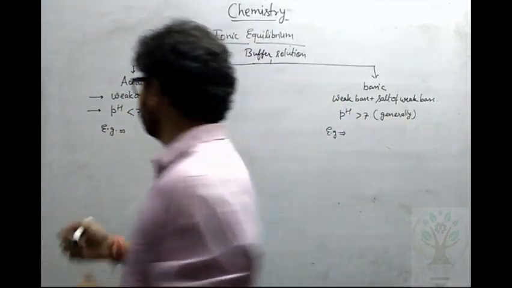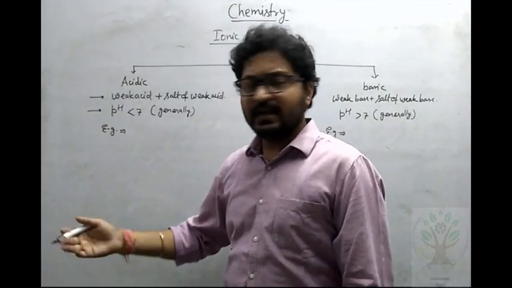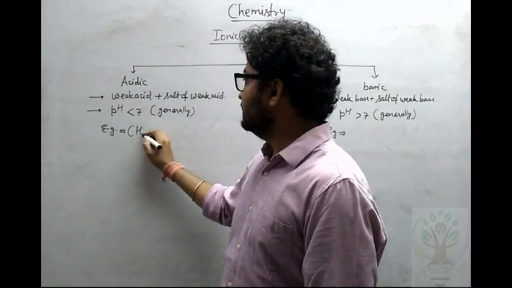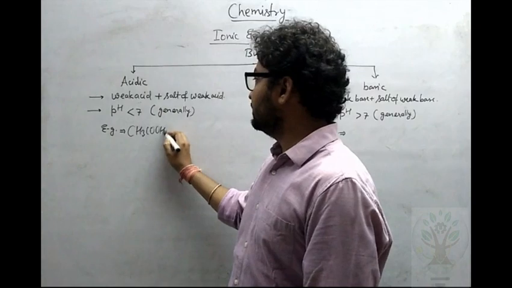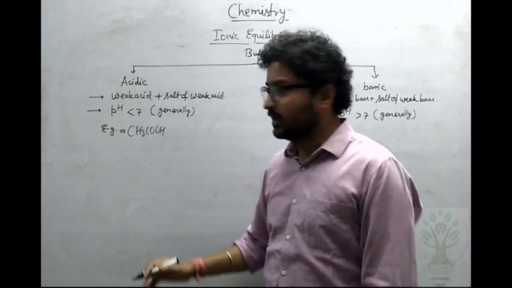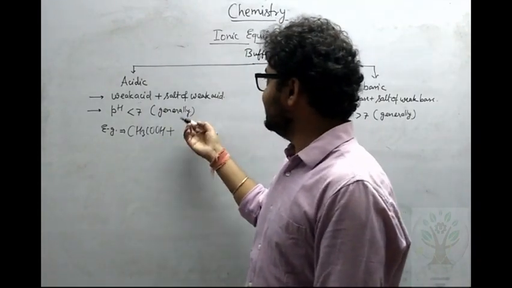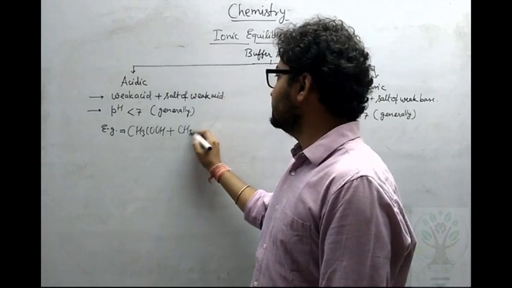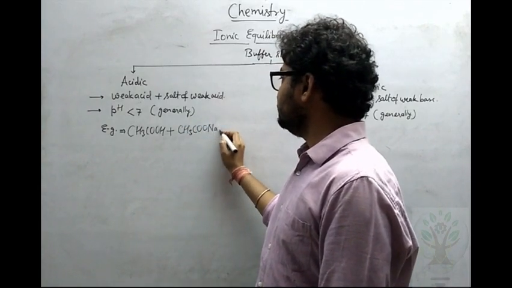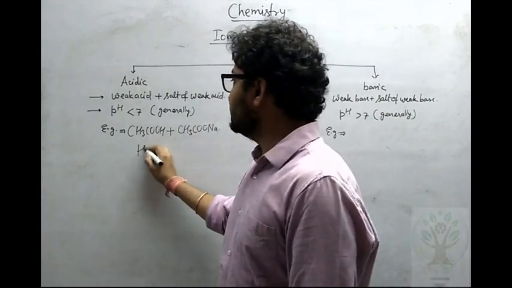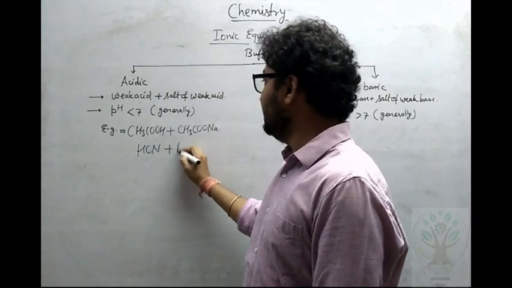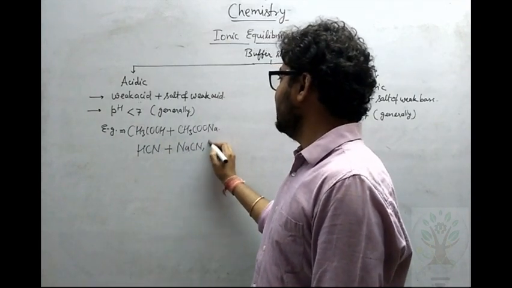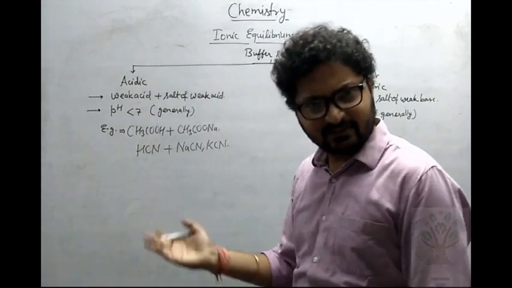Now let's see some examples. Take a name of weak acid. Weak acid means, let's say, CH3COOH. Please pardon the background noise. Okay, CH3COOH, and let's say salt is CH3COONa. Okay, let's take HCN. So its salt will be, let's say, NaCN, KCN, etc.